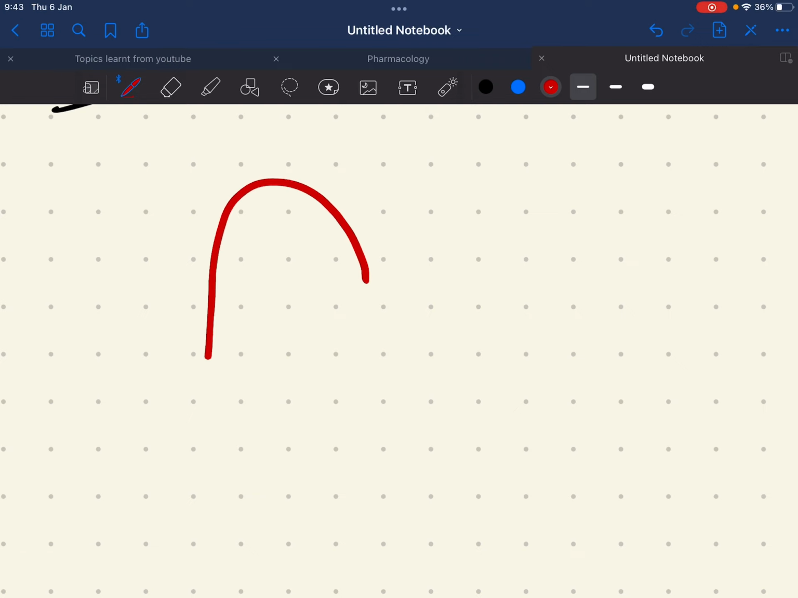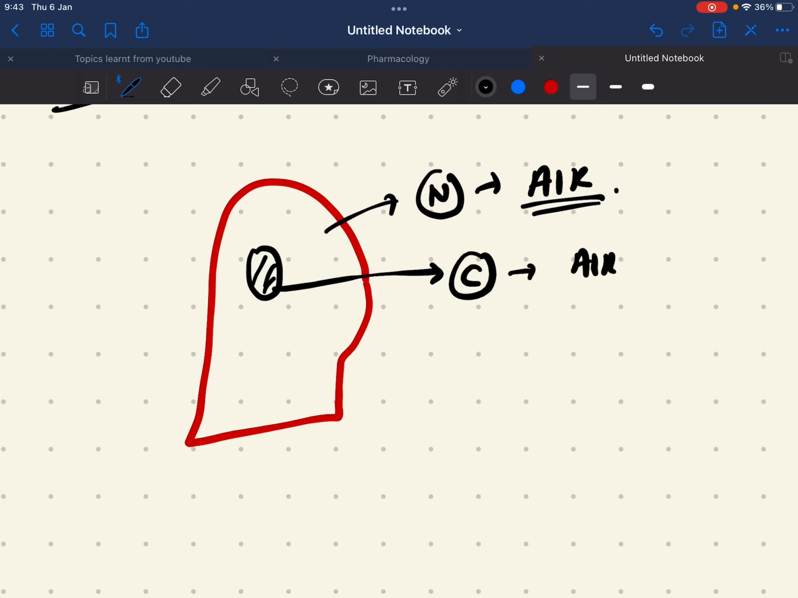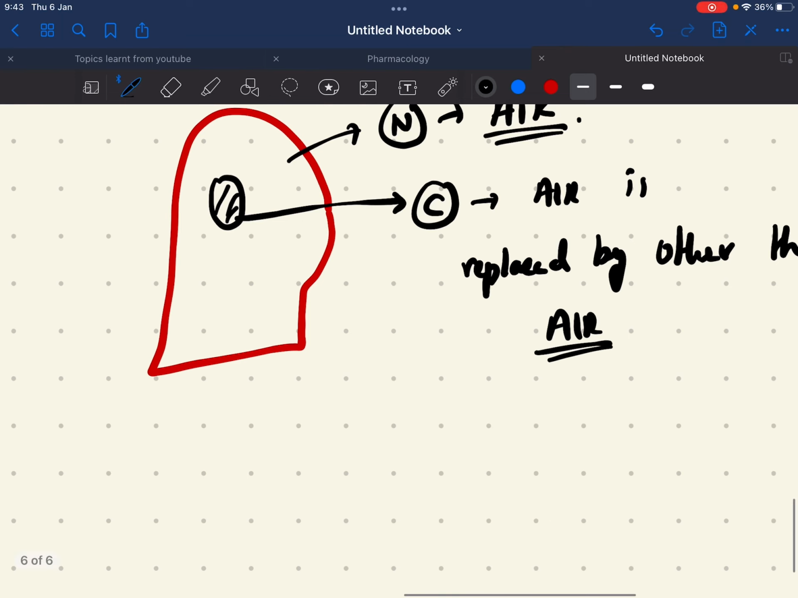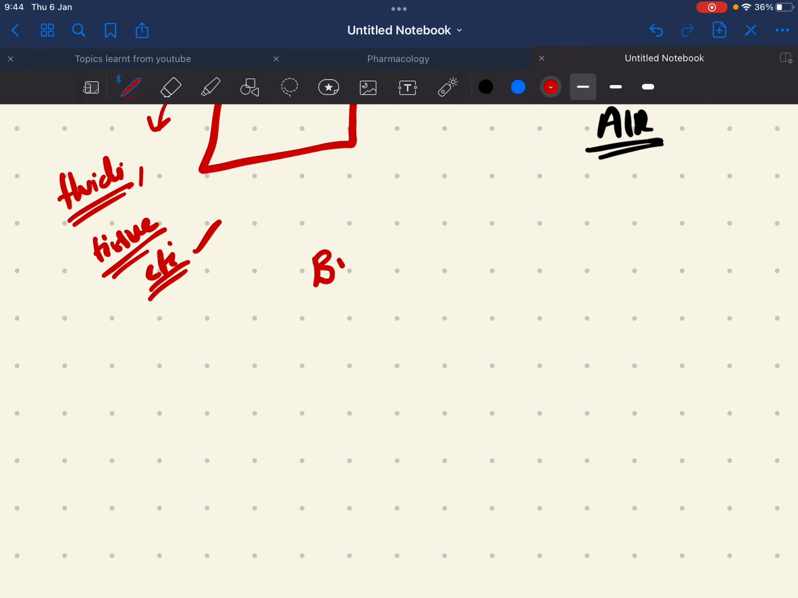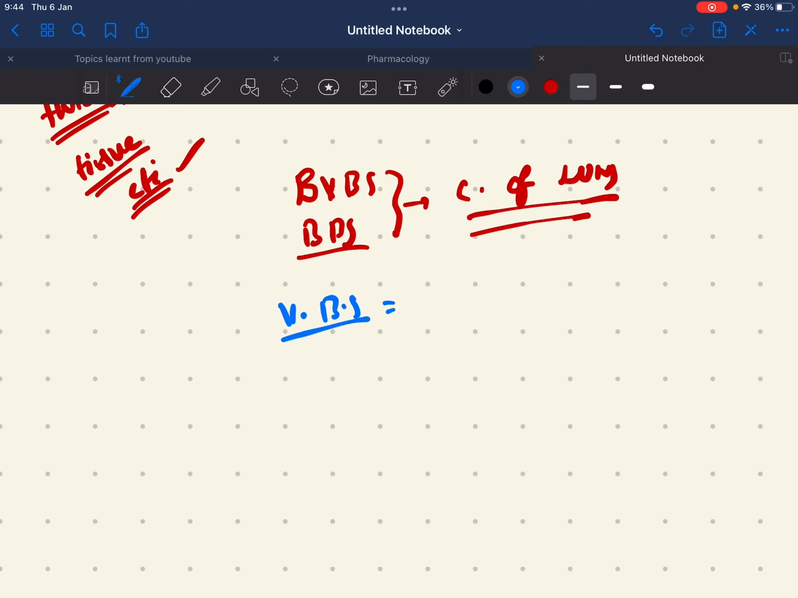So suppose this is your lung here, and normal lungs are filled with air, but in consolidation the air is replaced by other than air. It means here it can be replaced by fluids, or it can be replaced by tissue or etc. Okay, so that is meant by consolidation. And broncho-vesicular breath sounds and bronchial breath sounds indicate that there is consolidation of lung. Whereas in the case of vesicular breath sounds, these are your normal finding.